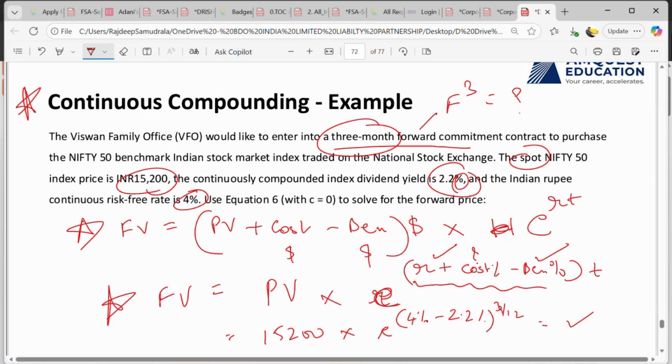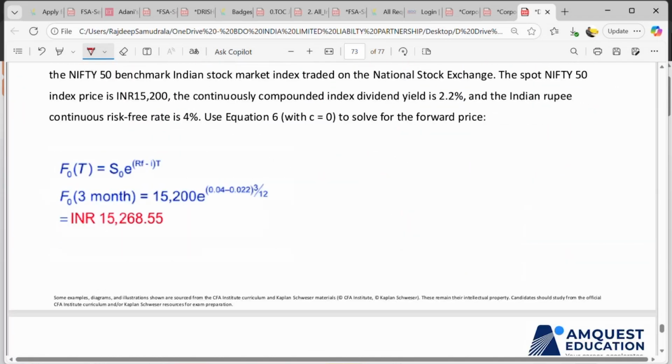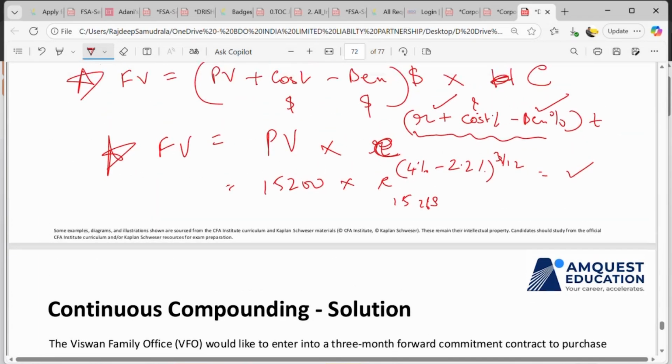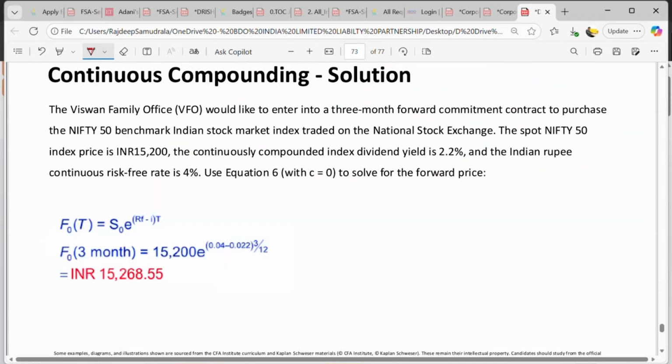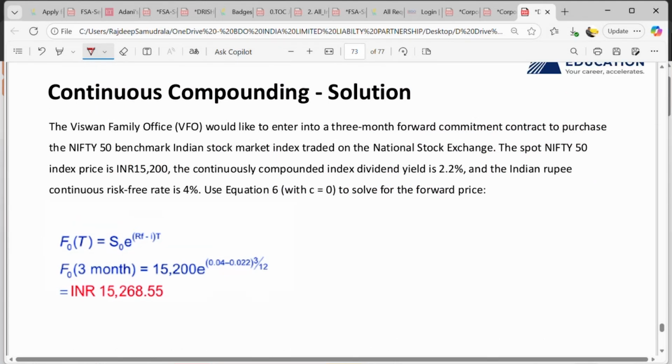So 15,268.55. What's the answer? 15,268.55. Brilliant. Spot on. See, now I got the usage. So don't ever get scared of calculating and say, sir, it's difficult, it's tricky. Not at all. See how you got it? Well done. Very well done.